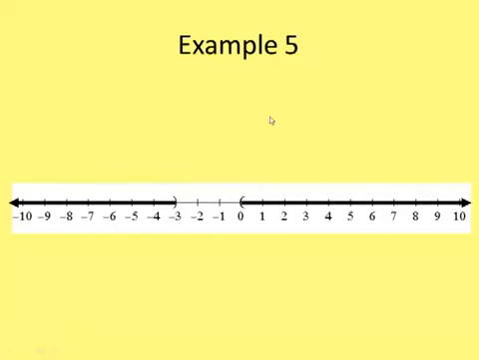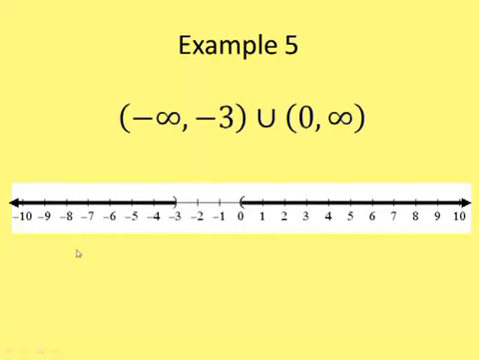Okay, so in example 5, how would we denote this? In interval notation, it would be -infinity until we get to -3, and then it's 0 to infinity. So we just go from left to right. If we look at our endpoints, over here we have -infinity, and over here we have -3. So it goes from -infinity until we get to -3. It does not include -3, so that's where these parts come from.